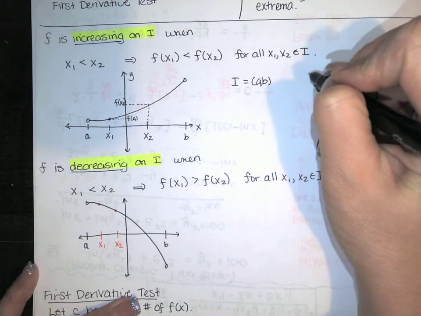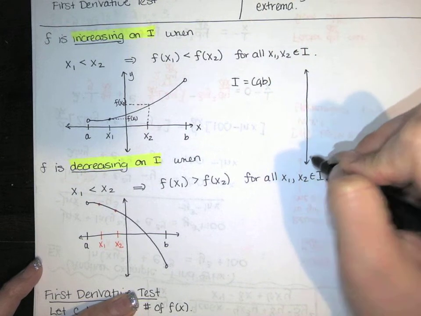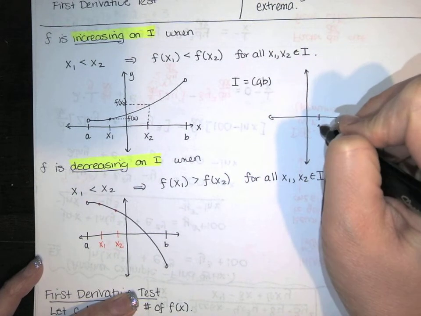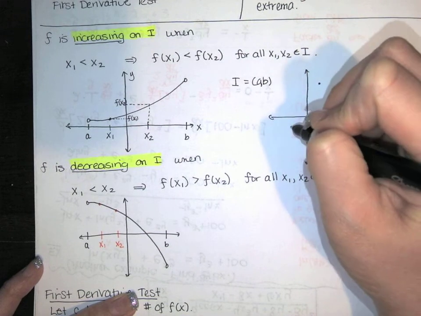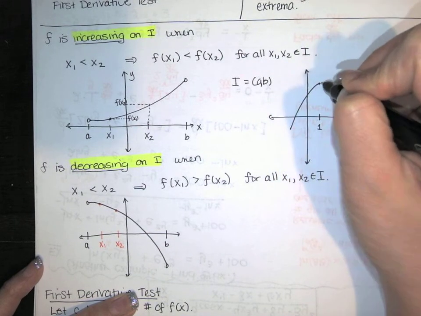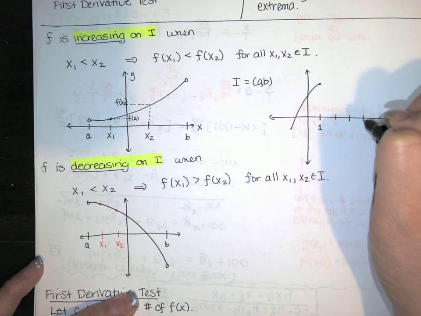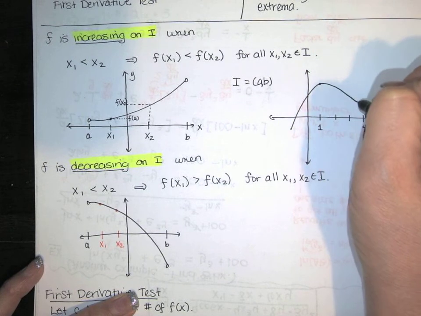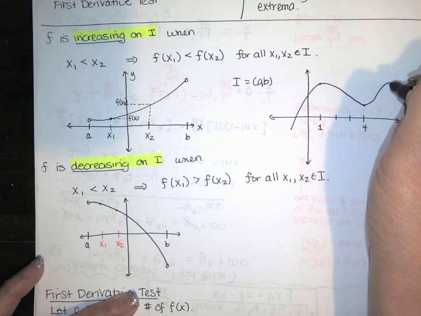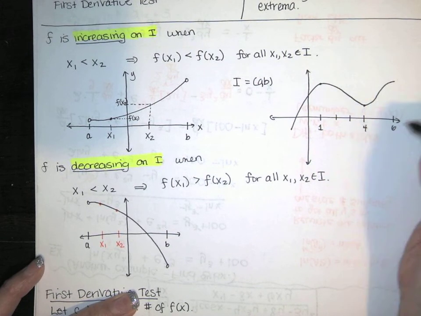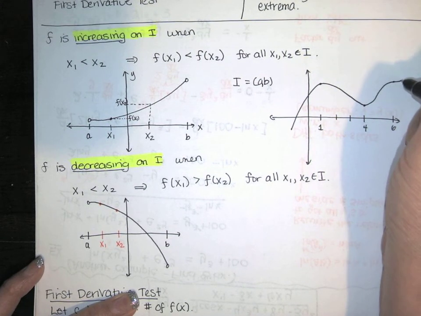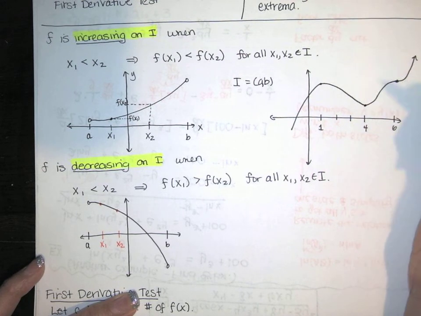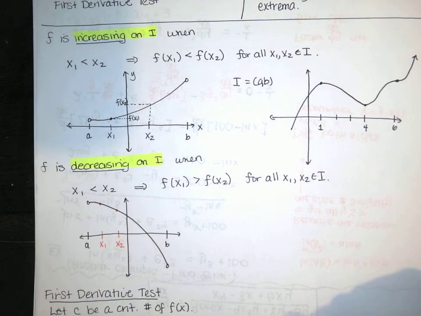So let me make that a little bit more concrete by showing you a picture. Let's say our function looks like this. Maybe at x equals 1, something that looks like that, and then at x equals 4, we get this point, and then maybe at x equals 6, we have a zero slope again, and then it just keeps going.